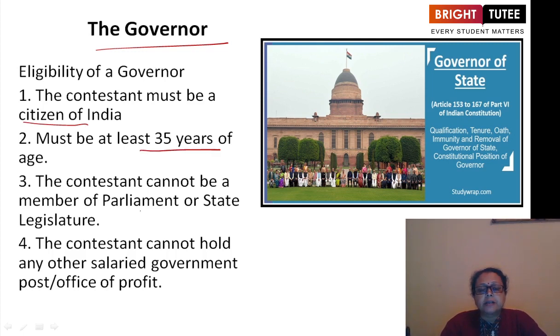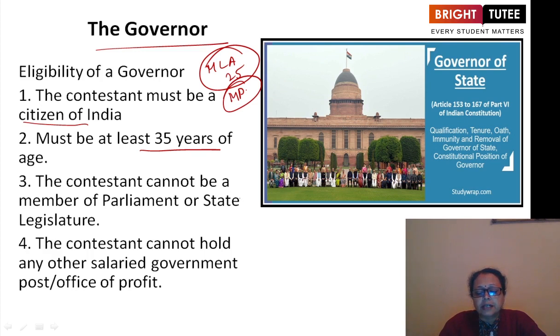The age limit is 35 years. For an MLA and MLC, the age is 25 years. For an MP also, the same, 25 years of age. But to become the governor, 35 years of age.